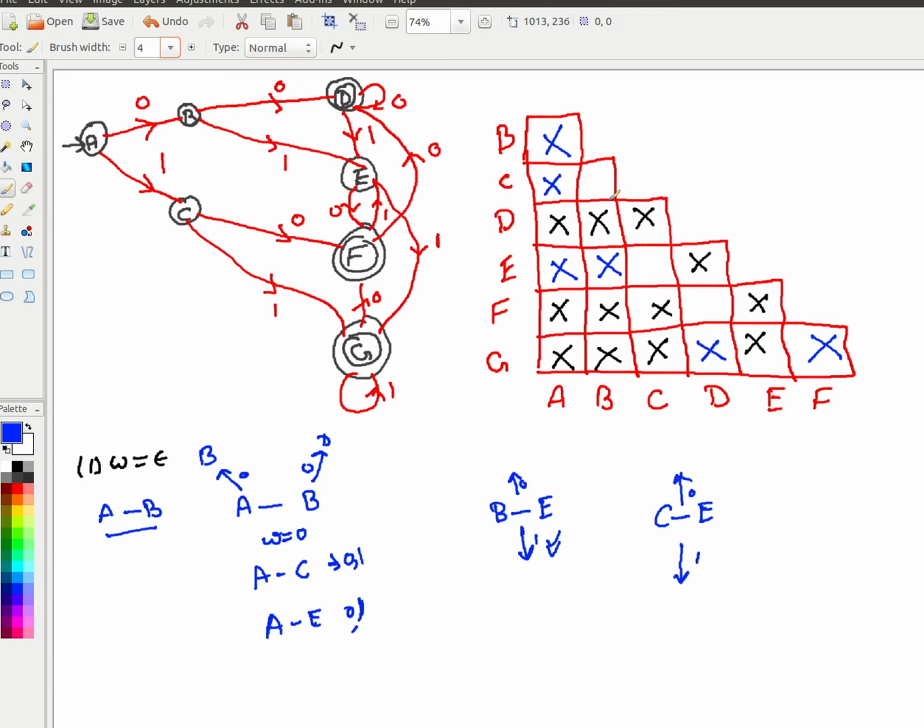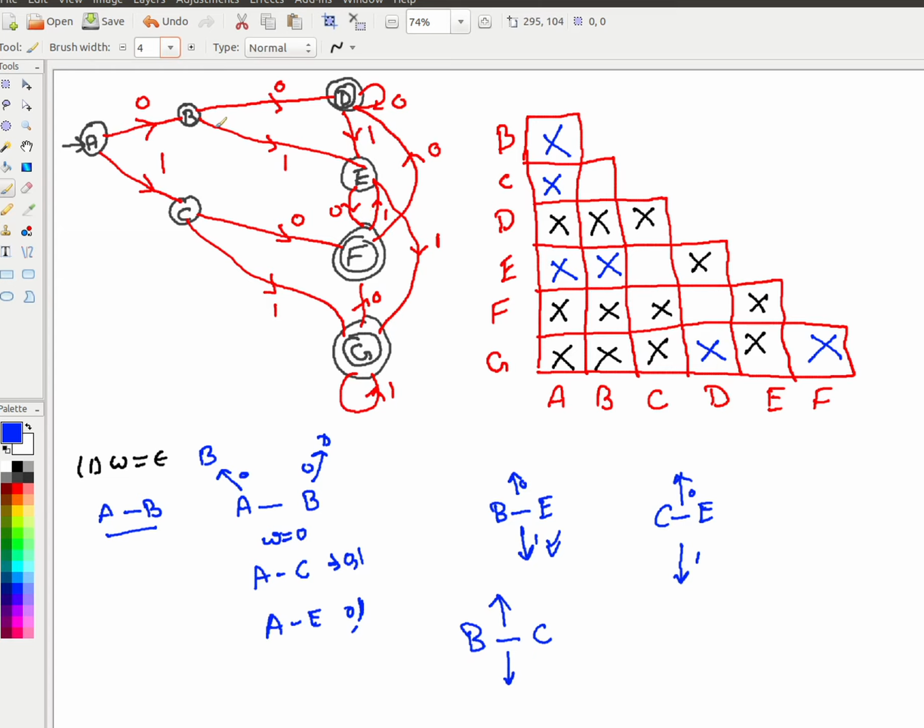Oh, B and C. Okay, yeah. B and C, did we not check? Okay, sorry. Let us check B and C. I forgot. B and C at 0, where does it go? At 0, B goes to D, C goes to F.